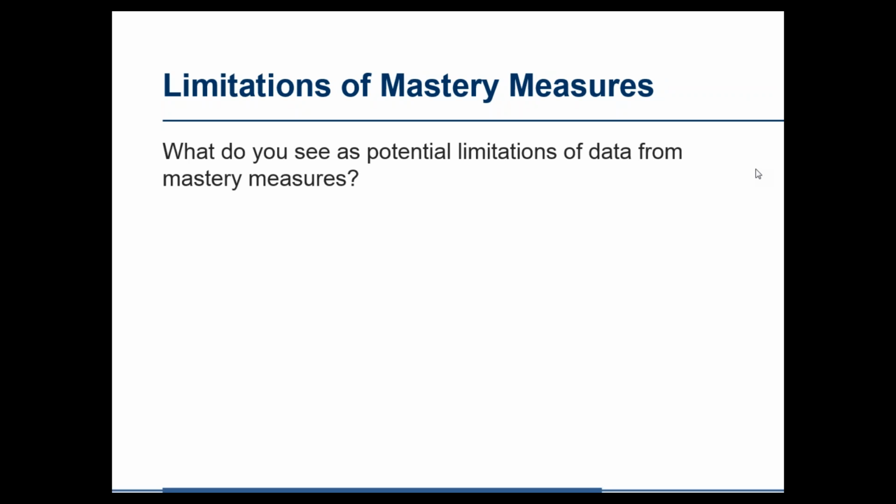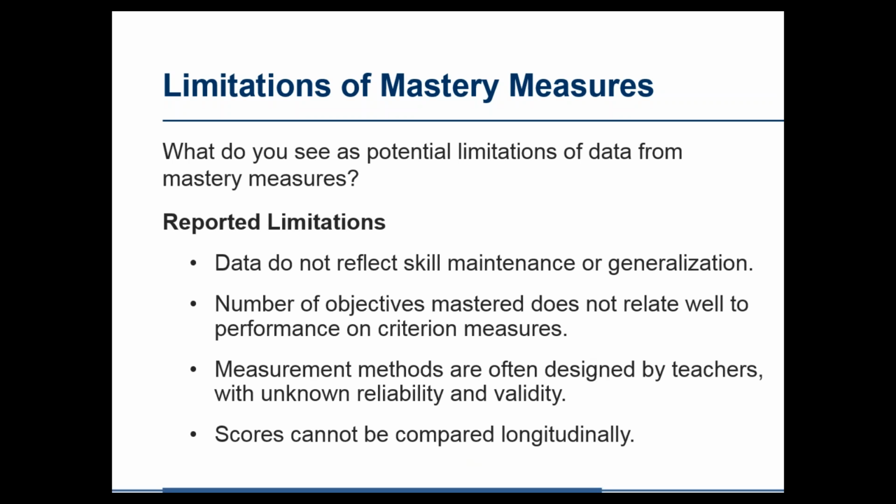While there are several advantages, there are also several limitations to using only mastery measures for MTSS progress monitoring. Most commonly is that the data do not reflect skill maintenance or generalization. In addition, the number of objectives mastered does not really correlate well to performance on criterion measures like state tests. Measurement methods are often designed by teachers using unknown reliability and validity. And as mentioned earlier, scores cannot be compared longitudinally.